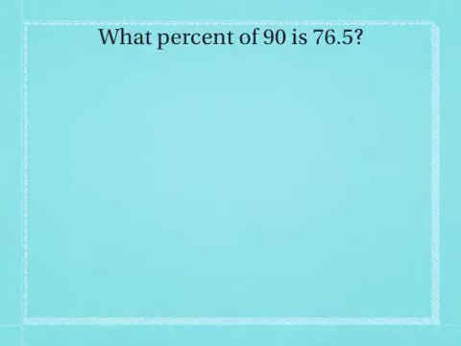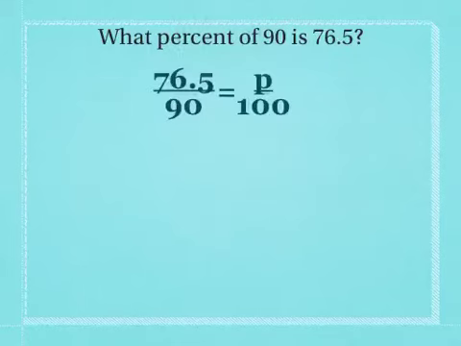The next example says, what percent of 90 is 76.5? Again, 90 is going to be my whole, 76.5 would be my part, and I am trying to find P, the percent. So to set up my proportion, I would have my part, 76.5, over my whole, which is 90, equals P, which represents the percent, over 100. Notice the over 100 is always going to be there. That's never going to change.